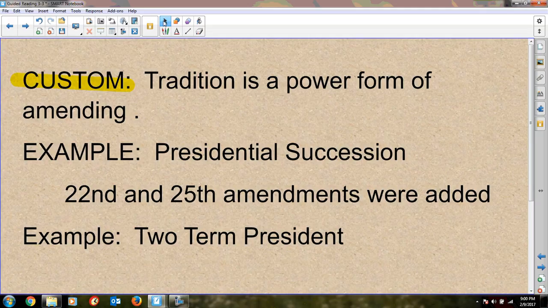The 25th Amendment tells us that a president will only serve for 2 terms. We know that Franklin Delano Roosevelt served for 4 terms, and he broke with custom. In the 1960s, it was decided that 4 terms was a little long, and that really 8 years, like President Washington had, was more than enough.